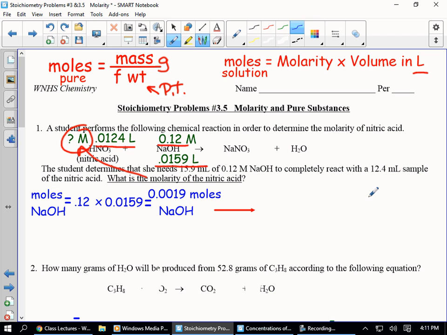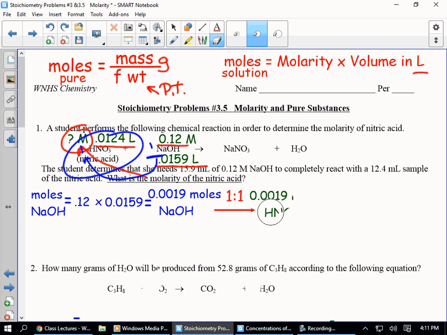Now, we did check and see it was balanced. Now we're going to do a coefficient ratio. This has a coefficient of 1. This also has a coefficient of 1. So we're going to say it's a 1-to-1 ratio. So we know we also have 0.0019 moles of our HNO3.